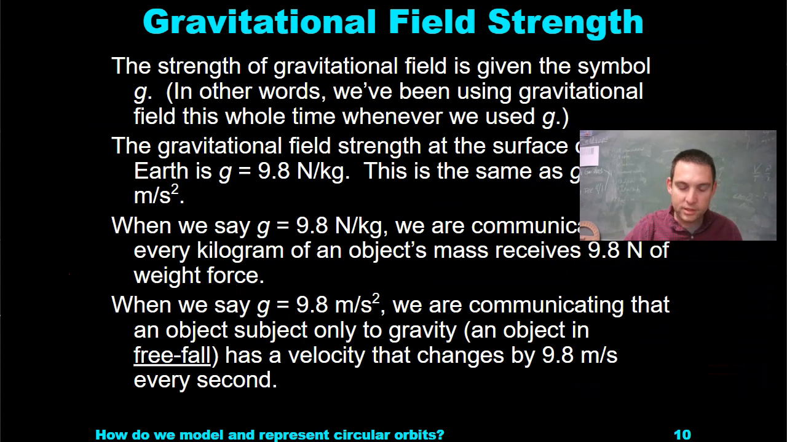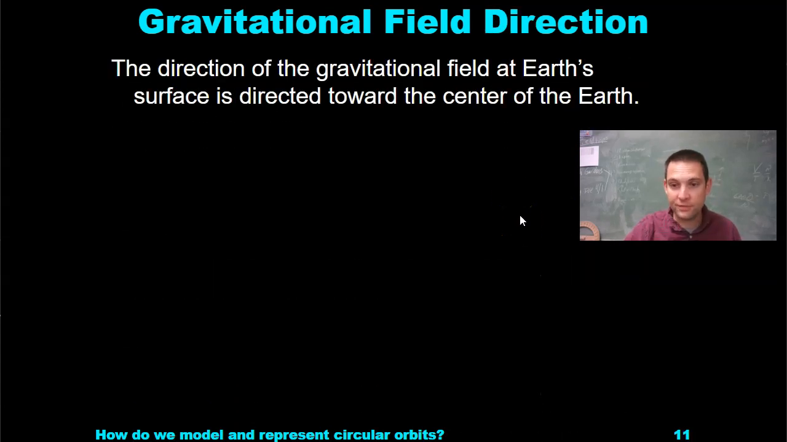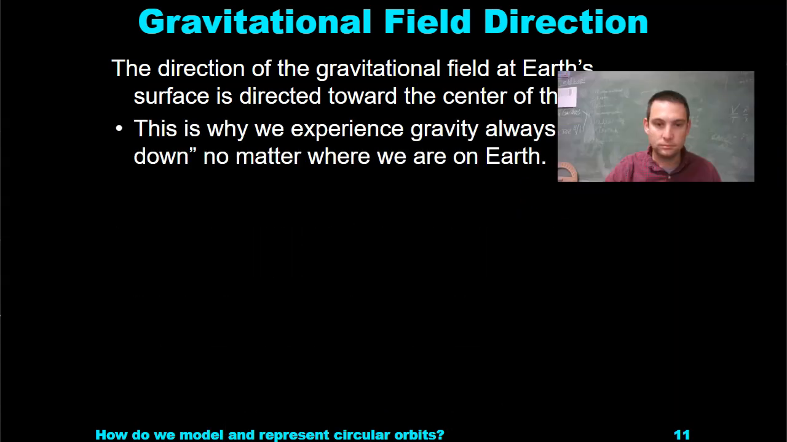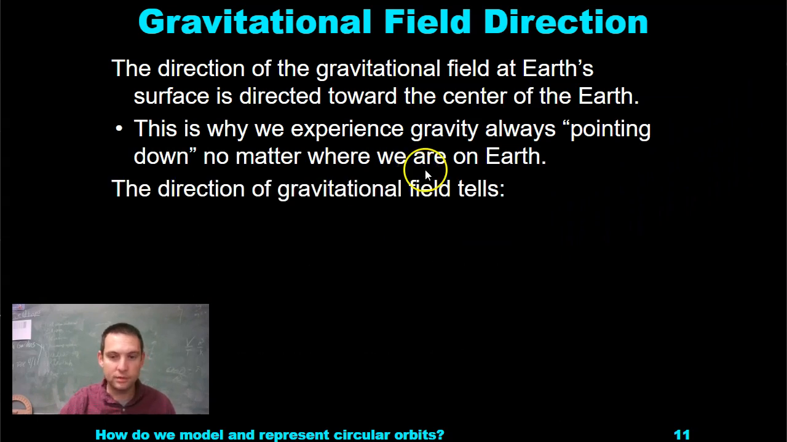When we say g equals 9.8 meters per second squared, we are communicating that an object subject to only gravity, an object in free fall, has a velocity that changes by 9.8 meters per second every second. The direction of the gravitational field at Earth's surface is directed towards the center of the Earth. That's why, no matter where you are, gravity points down.